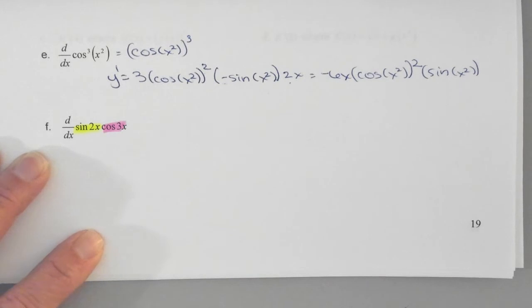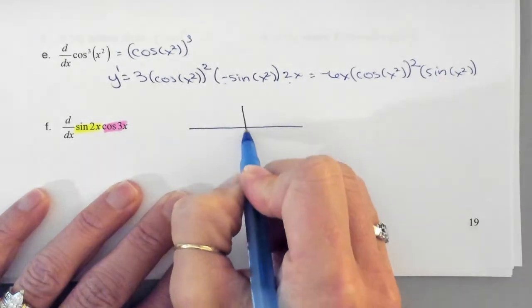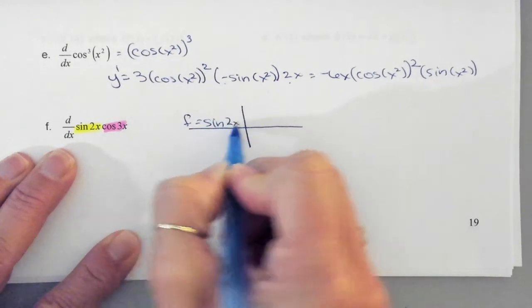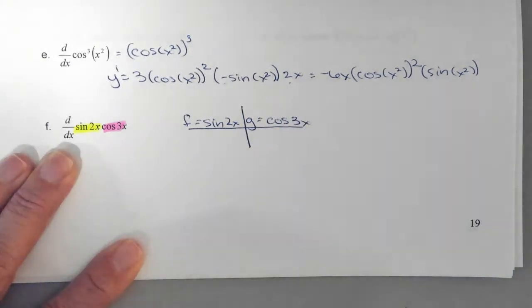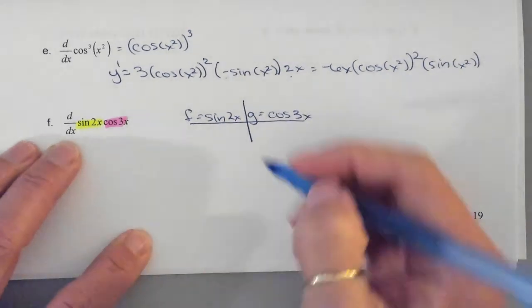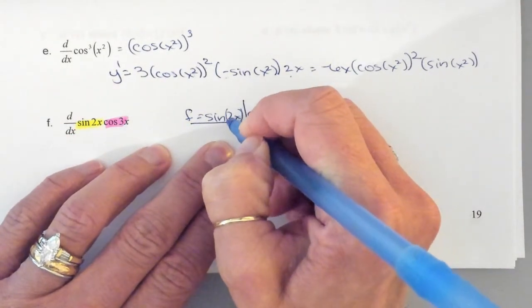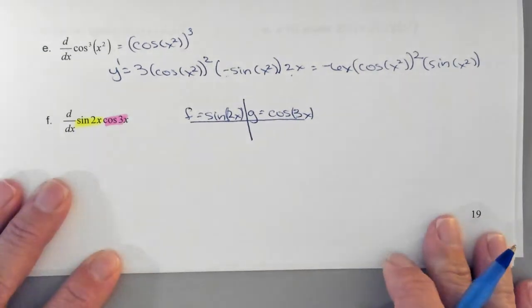Okay, so we're going to create this table here. We've got f is equal to the sine of 2x, and g is equal to the cosine of 3x. So you could think about this even though there aren't parentheses. Essentially, you do have parentheses here. They're imaginary, but if it helps you delineate, put them in.